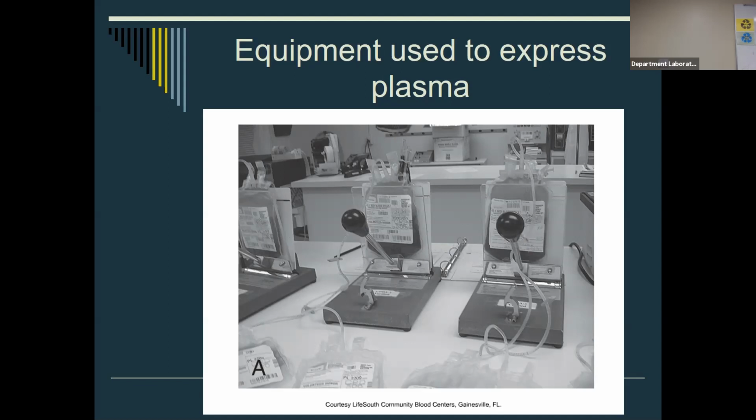And then we have what we call a, I can't think of that name. It's a sterile sealer. It uses heat and a sterile copper plate that will fuse the tubing. So then you can separate the parent bag from all of the other bags, maintaining aseptic technique, keeping that closed system.